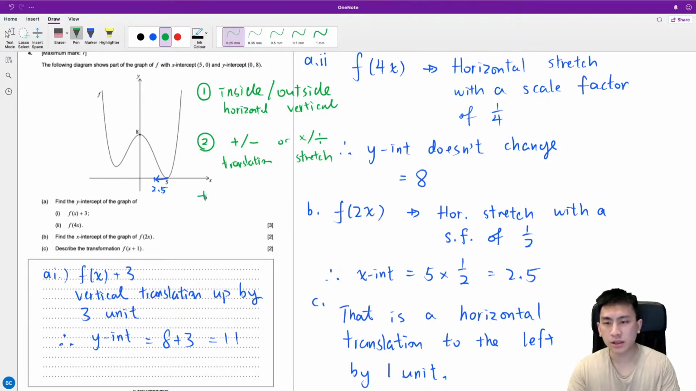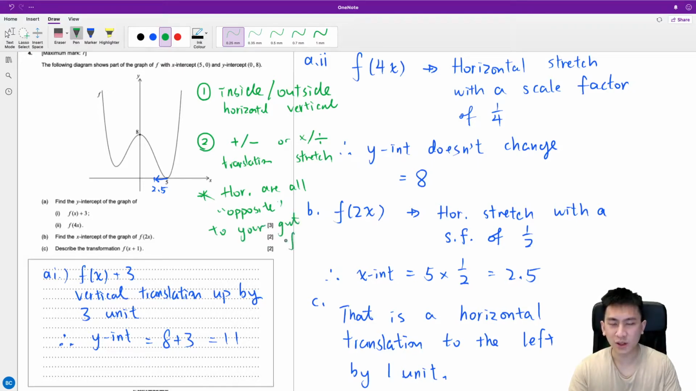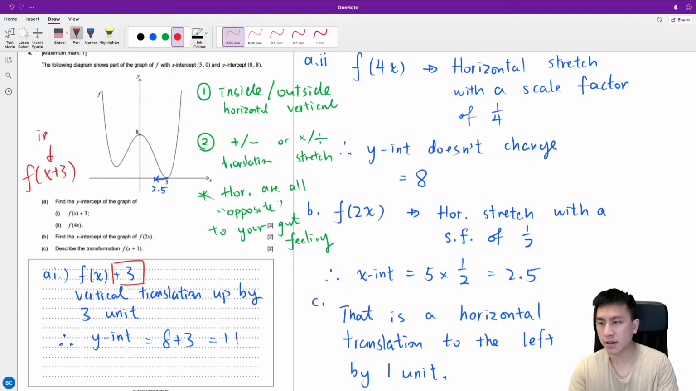Okay, and just last point to remember is horizontal transformations are all sort of opposite to your gut feeling. Okay, I'm just going to write it like this, your gut feeling. Remember this is quite easy to understand. Then we go through one by one. The first thing, okay, look, the plus 3 happens outside of the function. If it's inside, it would have been f(x plus 3) like that. So that would be inside. Then you can see the plus 3 happens outside of the function. So you know that is already a vertical.